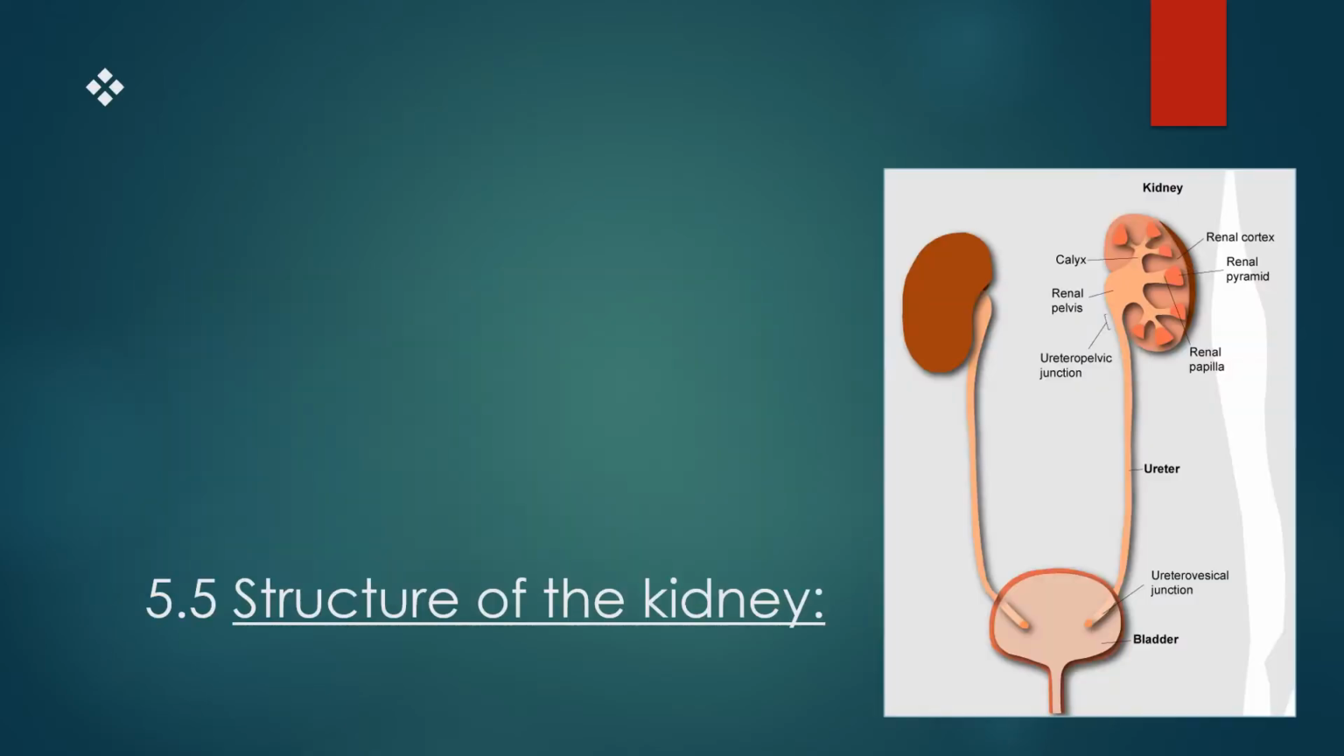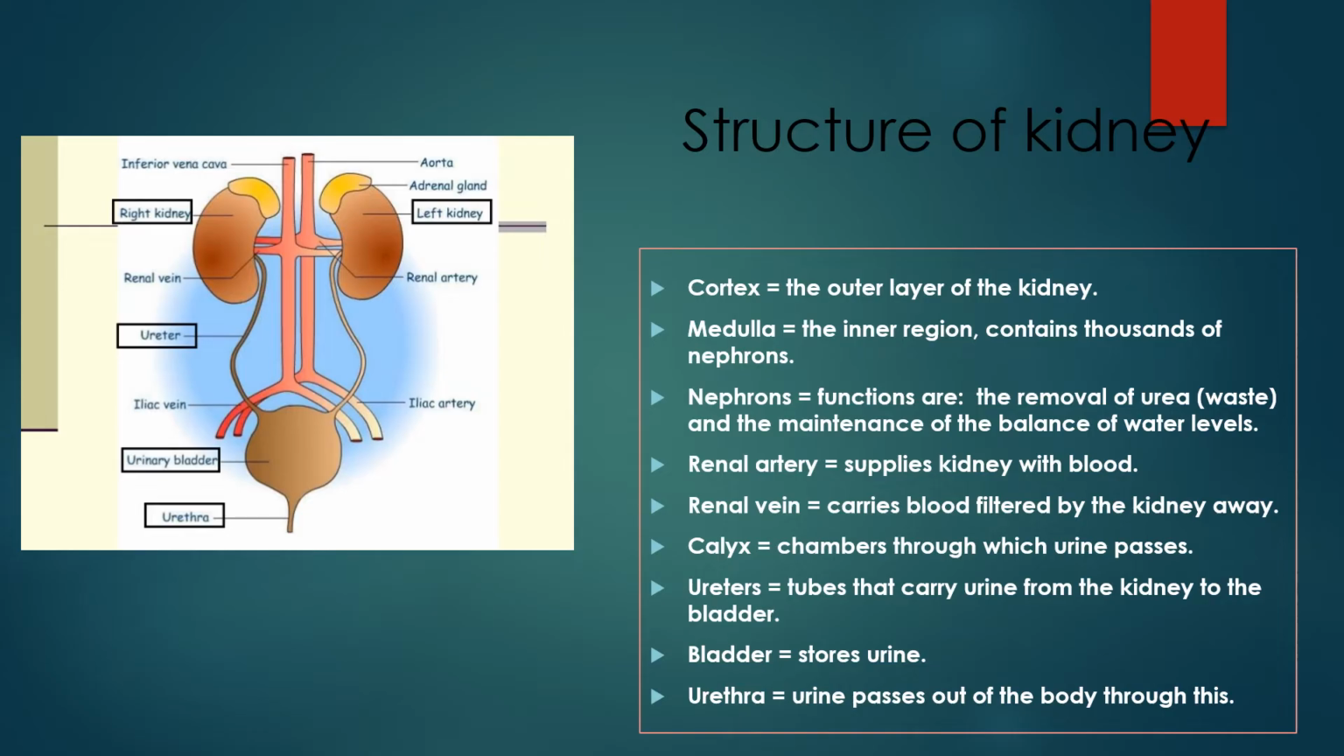We're now going to look at the structure of the kidney. You have the cortex, which is the outer layer of the kidney, the medulla, the inner region, which actually contains thousands of nephrons. Nephrons' functions are the removal of urea, so waste, and the maintenance of the balance of water levels. Then you have the renal artery, which supplies the kidneys with blood. Renal vein carries blood filtered by the kidney away. The calyx, which are chambers through which urine passes. Ureters, tubes that carry the urine from the kidney to the bladder. The bladder, where it stores urine, and urethra, where urine is passed out of the body.